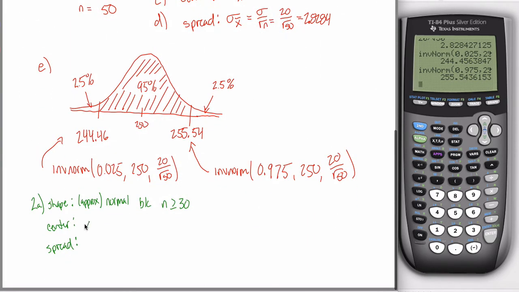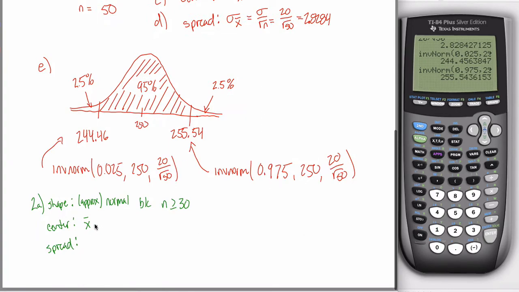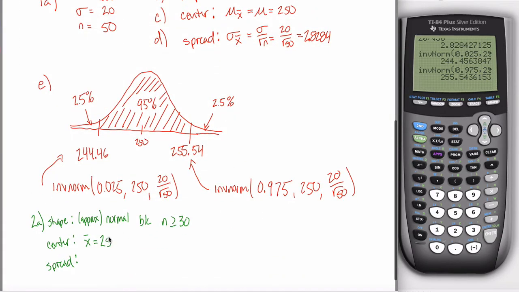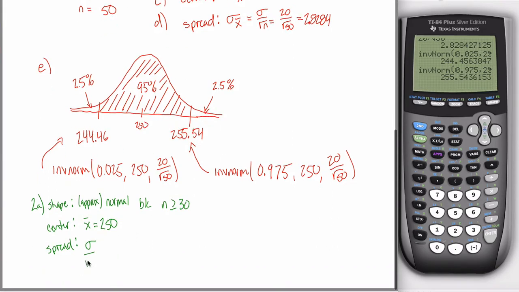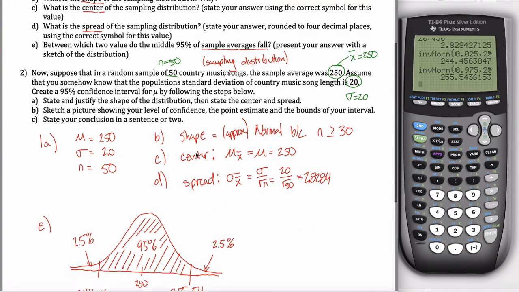My center, it's no longer mu sub x bar. It's not a population average. It's not equal to mu. It's just x bar. It's my sample average. It's what I put in the middle of my confidence interval, what's called a point estimate. It's 250 in this case. And my spread, if you want to use the symbol sigma sub x bar for it, that'd be fine. Typically, people just write sigma over the square root of n. And sigma was 20, and n is still 50. Shape, center, spread looks pretty similar to what it did up here.